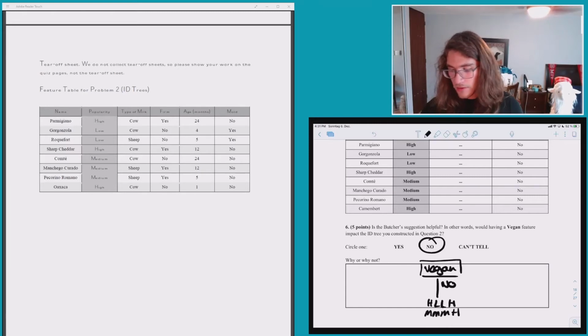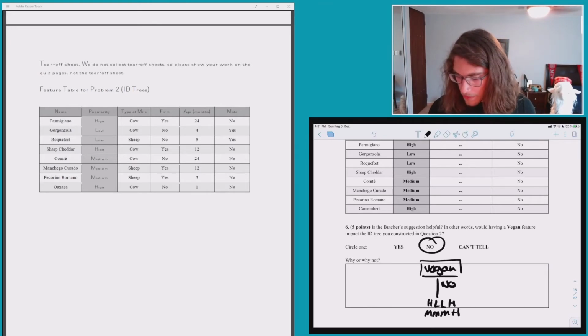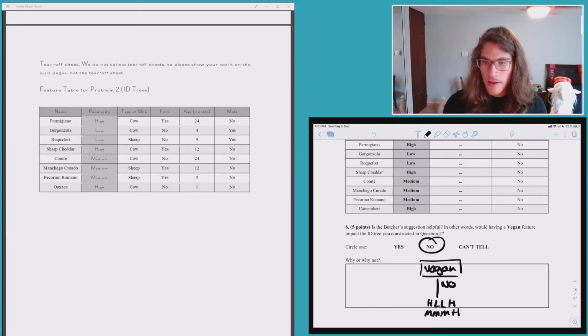It's a single branch, so it doesn't split the data along any meaningful feature. Or that's why the feature is not meaningful to this data. And that is the end of the greedy ID trees. And for the next section, I'll be going through the neural networks problem.